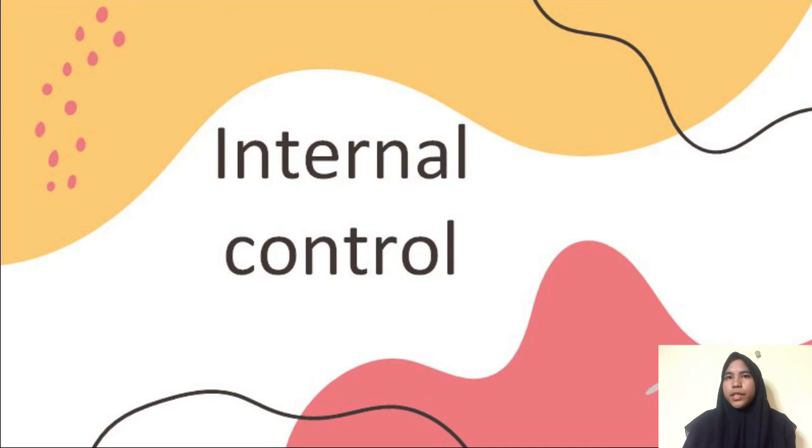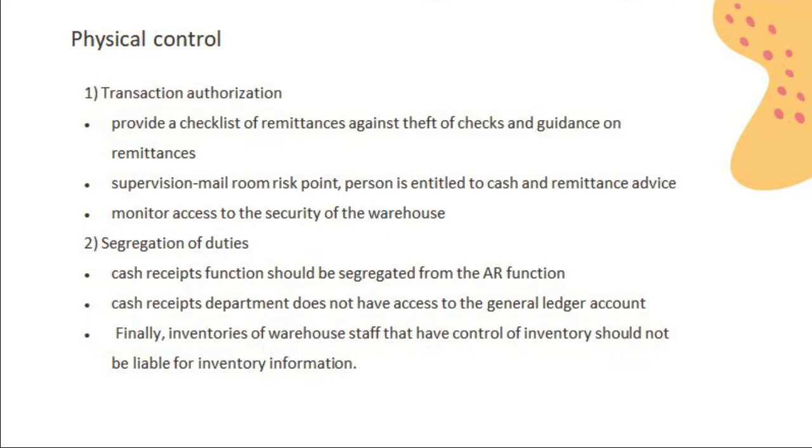I am going to explain about internal control. There are two internal controls. The first one is physical control and the second is IT control. For transaction authorization, SCSB Berhad should provide a checklist of remittance against theft of checks and guidance on remittance. Also, they should have supervision of mail room responsibility, that is, the person entitled to cash and remittance advice, and also SCSB Berhad should monitor access to the security of the warehouse.